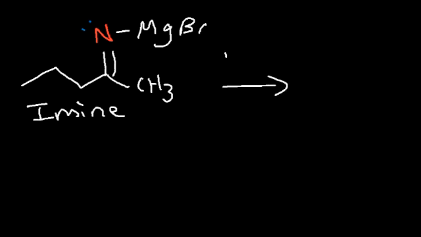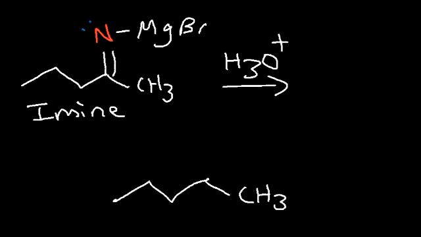Now if we add H3O+, the nitrogen is going to be replaced with an oxygen, and so it's going to turn into a ketone. So that's how you can make a ketone from a nitrile using a Grignard reagent.